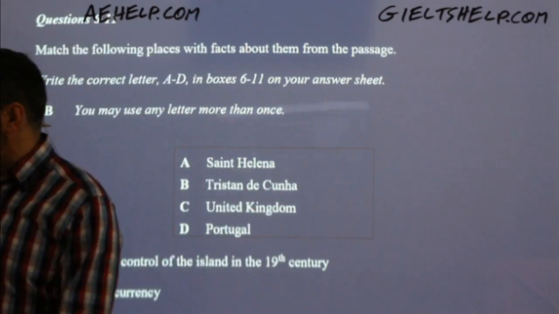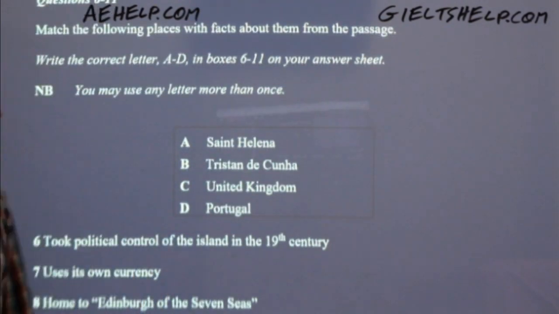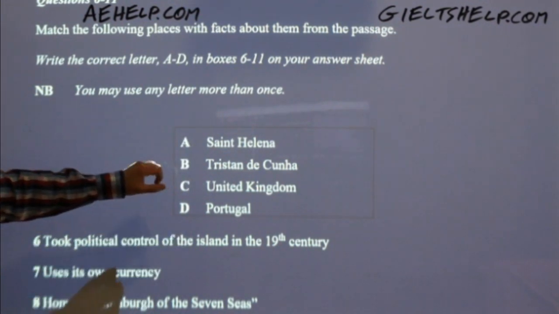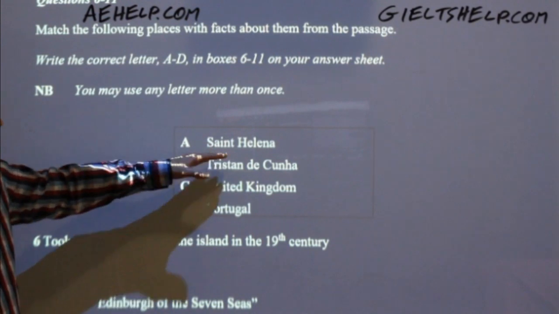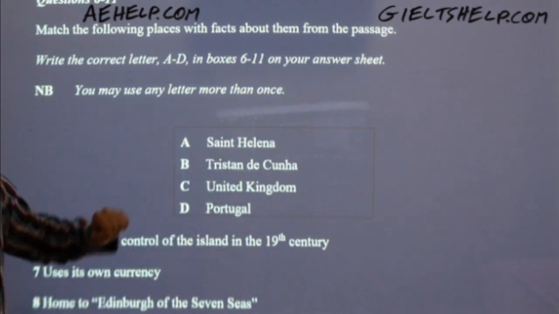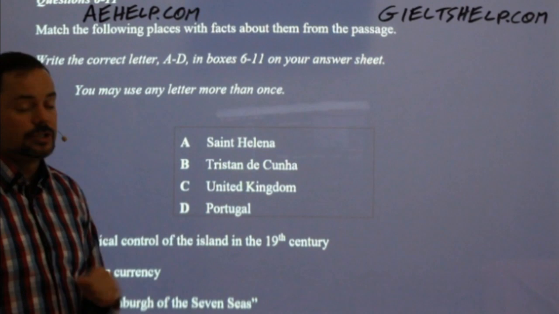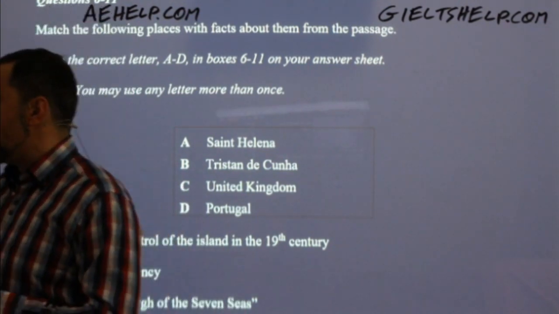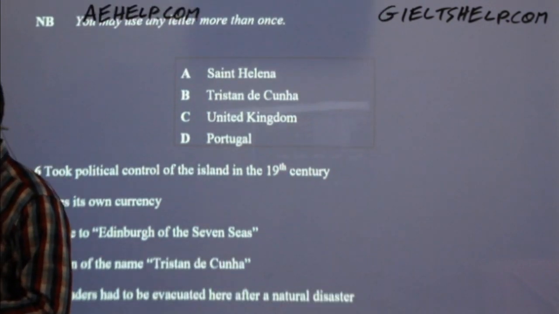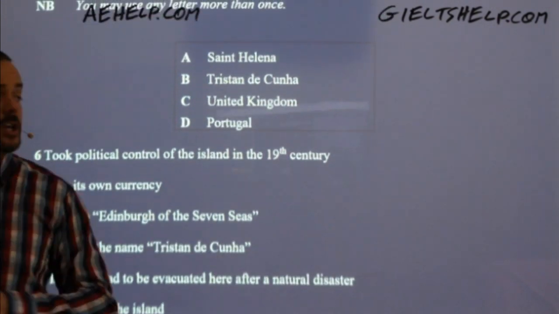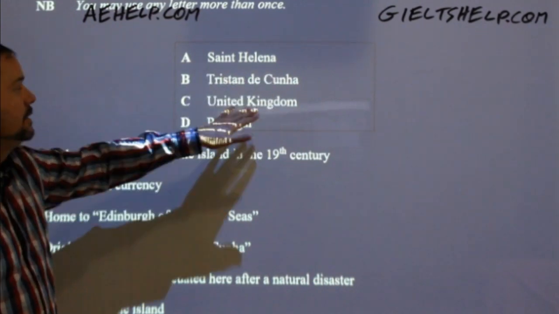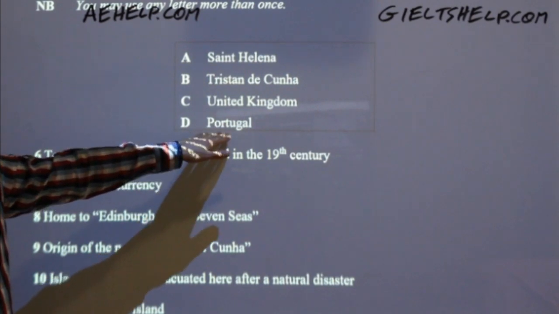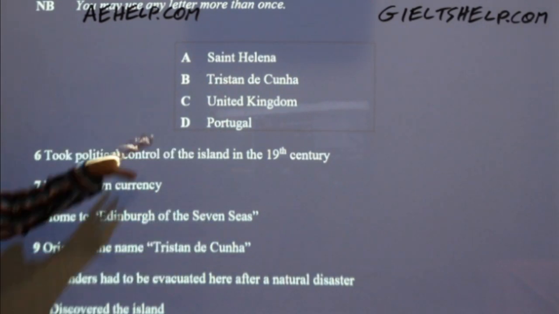All right. So this one, you have to match names. This is a name matching. It could be names of people. In this case, it's the name of places. So you have to match information to names. This is a common type of question as well for the reading passage. So here we have Saint Helena, Tristan da Cunha, United Kingdom, and Portugal. Okay, so we have 4 different locations.